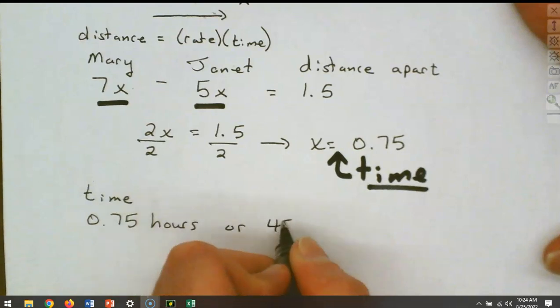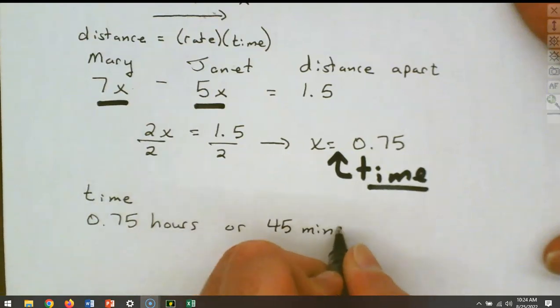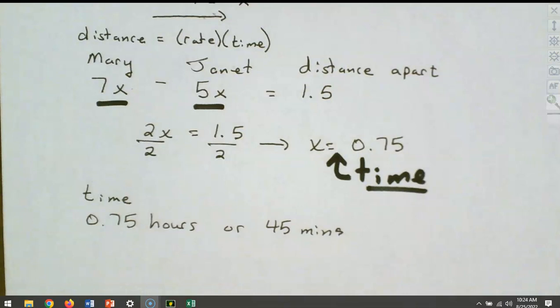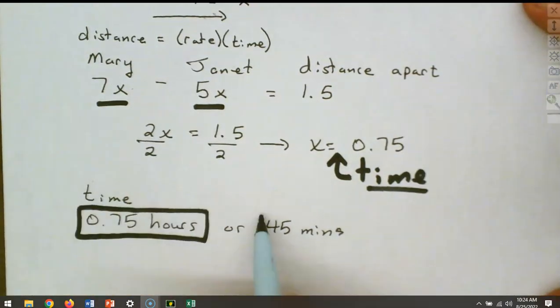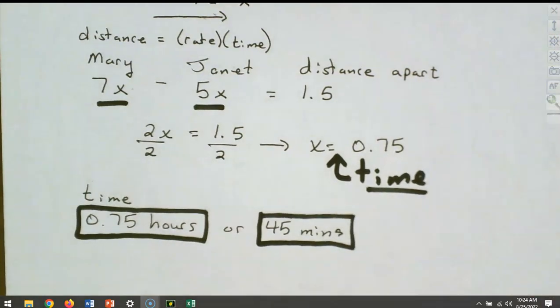or 45 minutes. And I would take either one. So you can represent that time as 0.75 hours, or you can use 45 minutes. They are the same. So I would take either one. Is everyone okay with that?